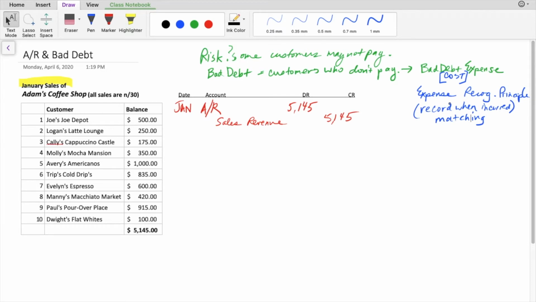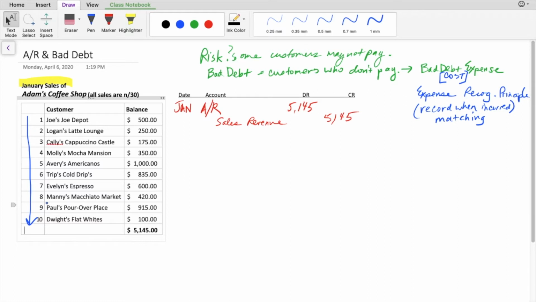The problem is I don't know which customers are not going to pay me, right? I've got 10 customers over here that I sold stuff to in January. If this is my first month of operations, then these are my only customers, right? They're the only ones that owe me money. And these are the amounts that they owe me. I don't know which customers are not going to pay me yet. And so what am I going to have to do here? I have to record bad debt expense for January.